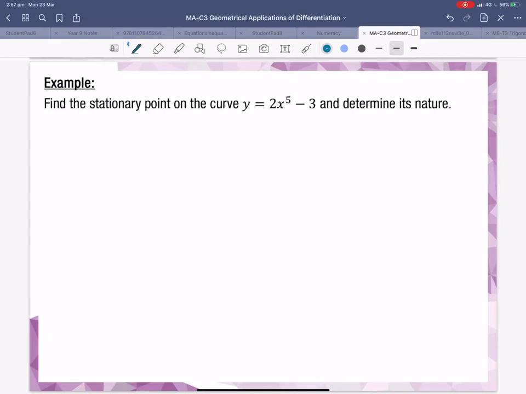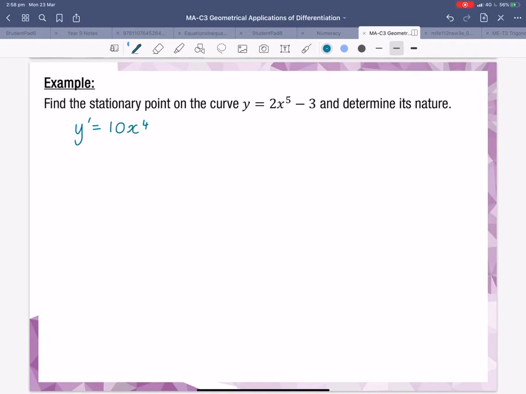So, first step, we differentiate. Because this curve is y equals, I'm going to use the same notation. First derivative will be y dash, and I'll get 10x to the power of 4.